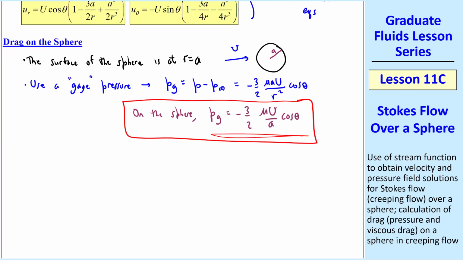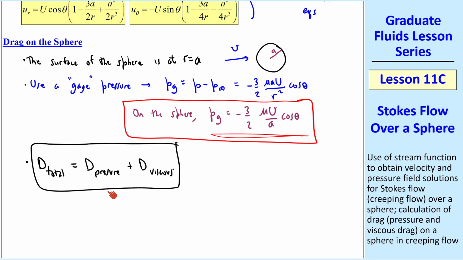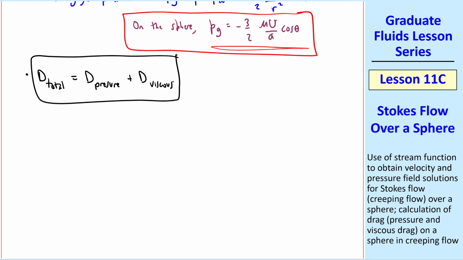To get the total drag on the sphere, we have to add up 2 parts, pressure drag plus viscous drag. There's a component of drag due to this pressure acting on the body. There's also a viscous component of drag due to shear stresses. Let's deal with pressure drag first.